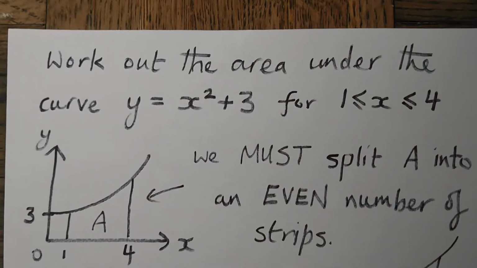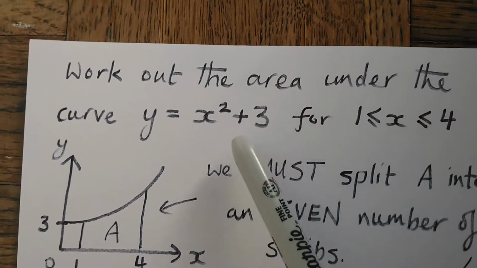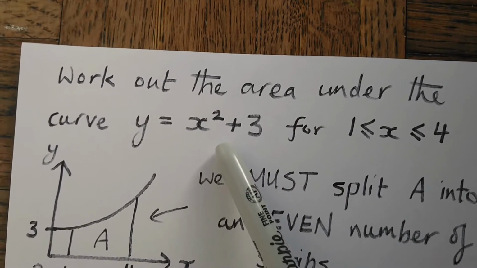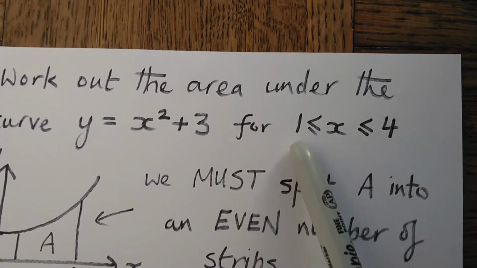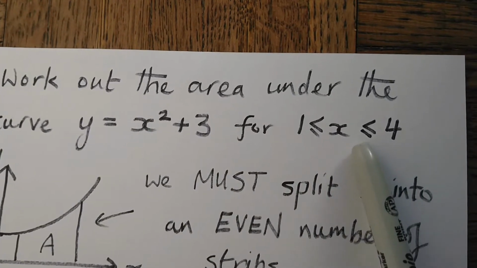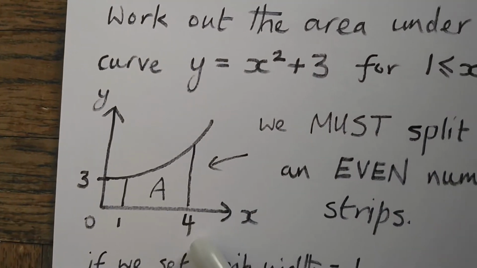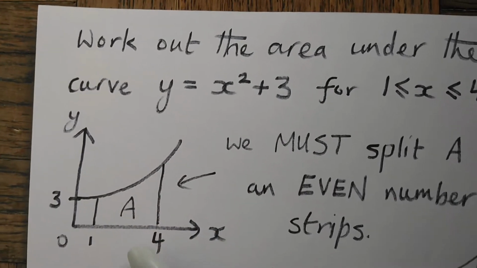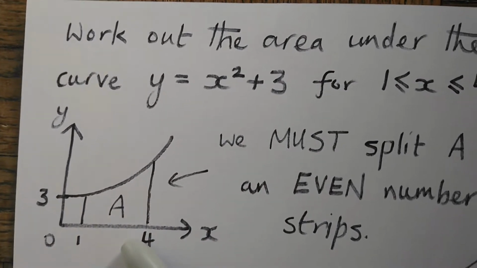So we've been asked to work out the area under the curve y is equal to x squared plus 3 for x between 1 and 4. So it's always good to draw a sketch. We've been asked to work out the area A, between 1 and 4 on the x-axis.